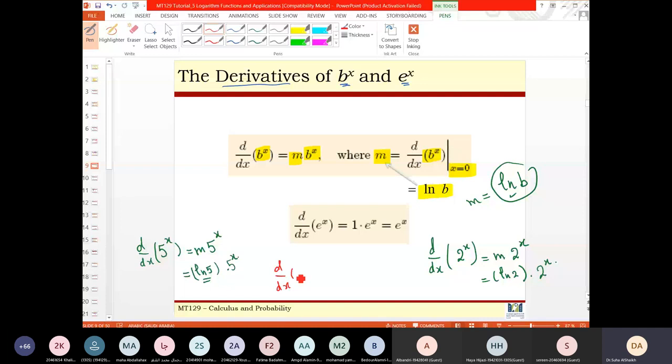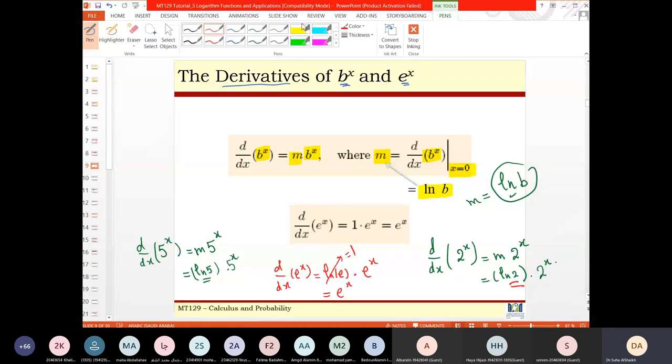So what if I said I want you to find d by dx لل e to the power x? It's equal to ln e multiply with e^x. ln e is equal to 1. So actually this is equal to e^x. لا اللن ما تقدرون تجيبونها بدون حاسبة. You have to use الكالكوليتر عشان تجيبون اللن. عشان نجيب الاكسبوننشال للرقم فلازم آلة حاسبة.